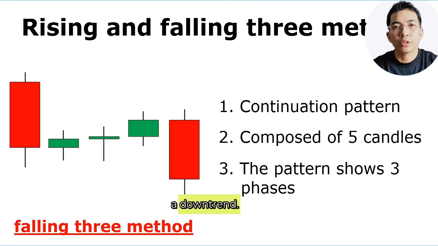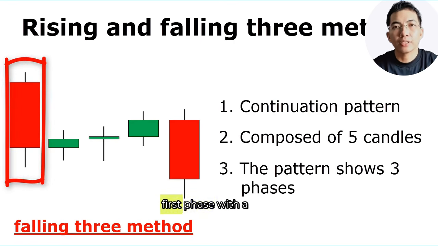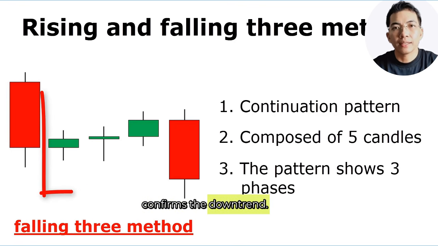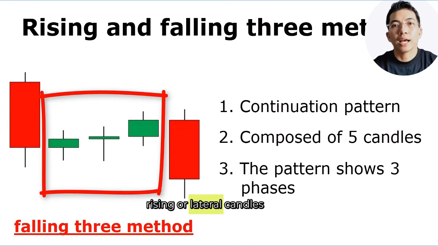Analyzing again the 3 phases, we have a first phase with a long red candle that confirms the downtrend. Then we have 3 rising or lateral candles that move inside the high-low range of the first candle. Once again, the ideal situation is to have 3 small green candles, but it is fine if one of these candles is a doji or a red candle with a small real body. This second phase is a consolidation of the market.